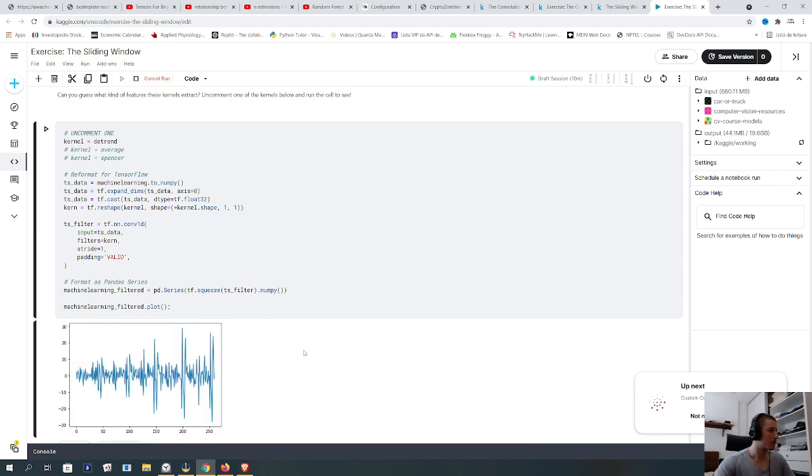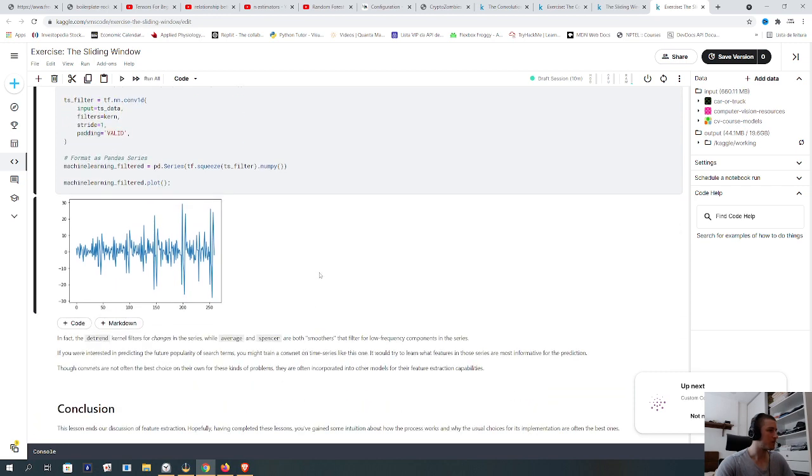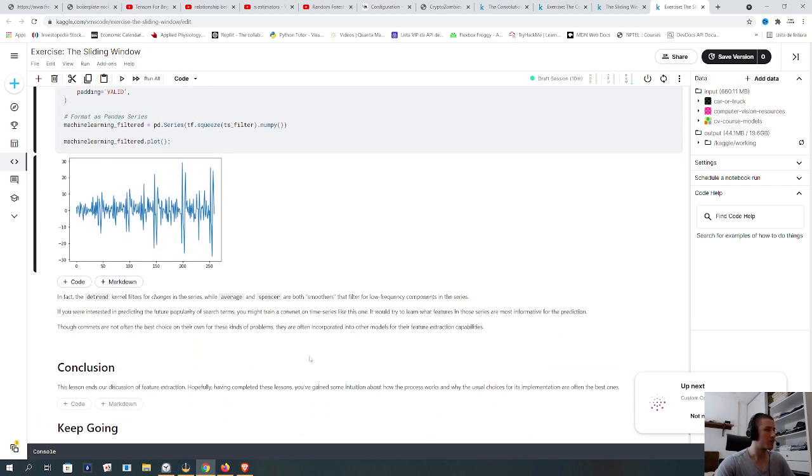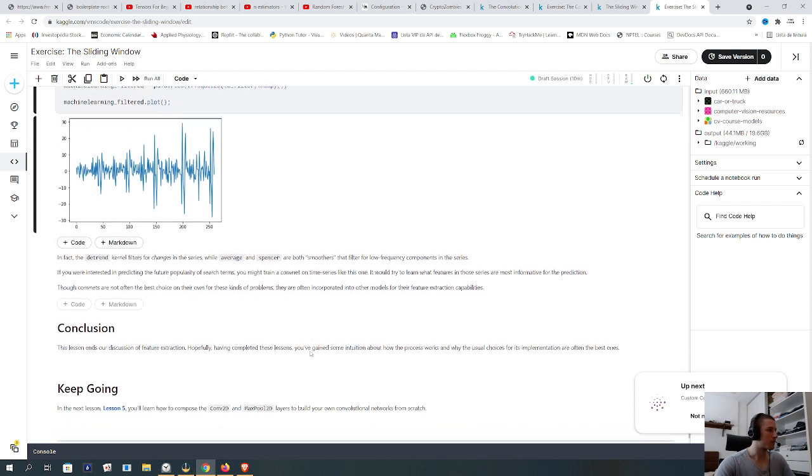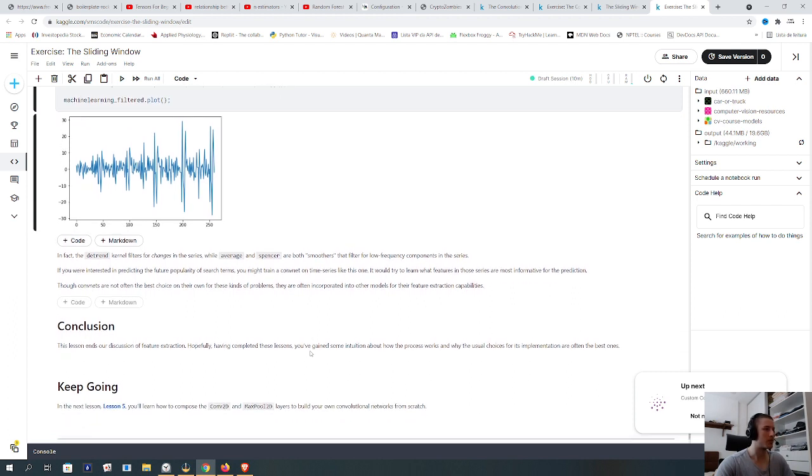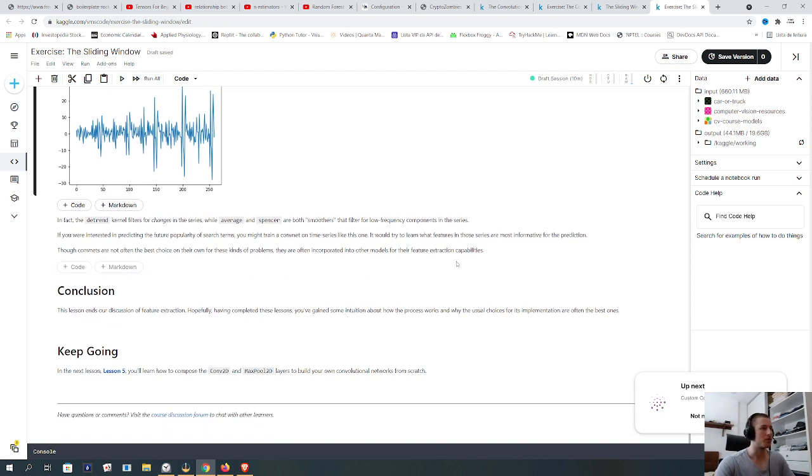In fact, the detrend kernel filters for changes in the series, while Average and Spencer are both movers that filter for low frequency components in the series. If you are interested in predicting the future popularity of search terms, you might train a convnet on time series like this one. It would try to learn what features in those series are most informative for the prediction. Though convnets are not often the best choice on their own for these kinds of problems, they are often incorporated into other models for the feature extraction capabilities.